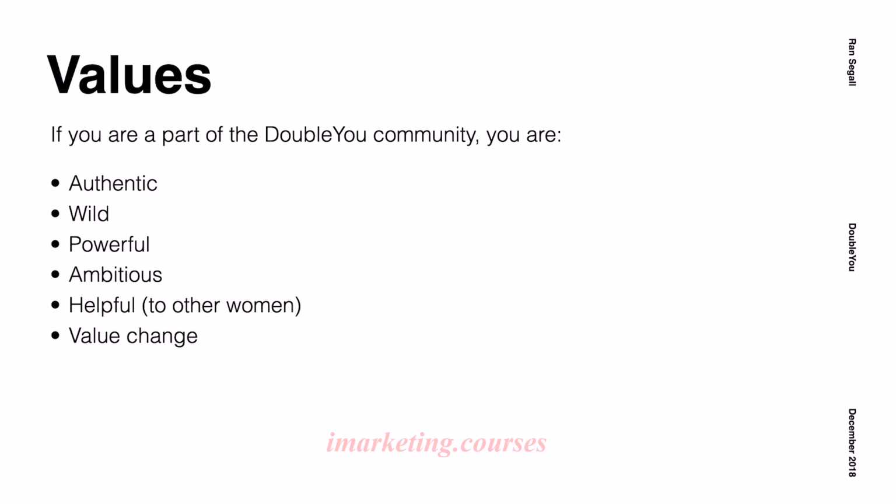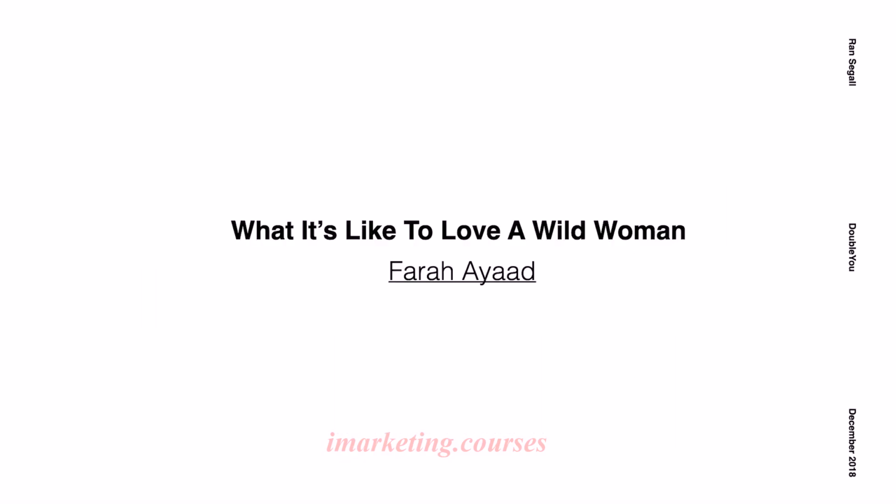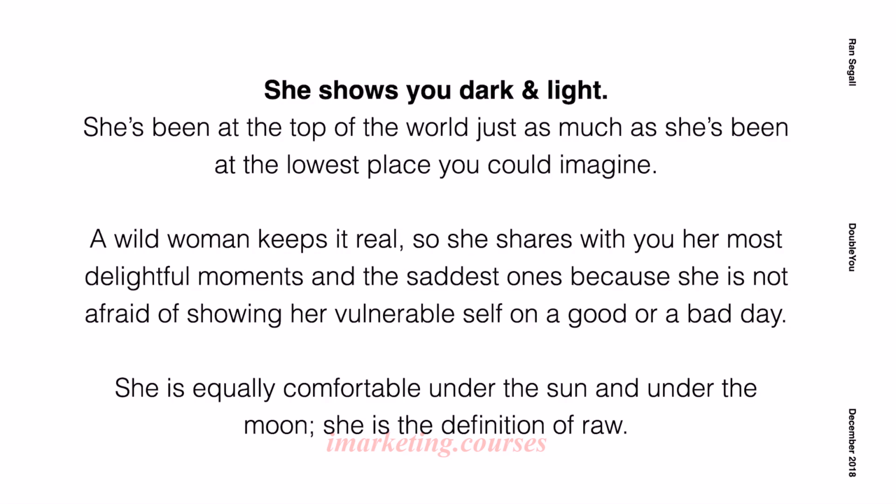All right, the second issue was around authenticity, and they were talking about values. What are the different values if you're in their community? I saw something that really repeats itself out of all the different things that they were talking about: being wild. And I found a poem. I'm not going to read it all to you, but I think it's called What It's Like to Love a Wild Woman. In it, he was talking about combining this darkness and lightness, which is the conflict in authenticity. This is what they were talking about.